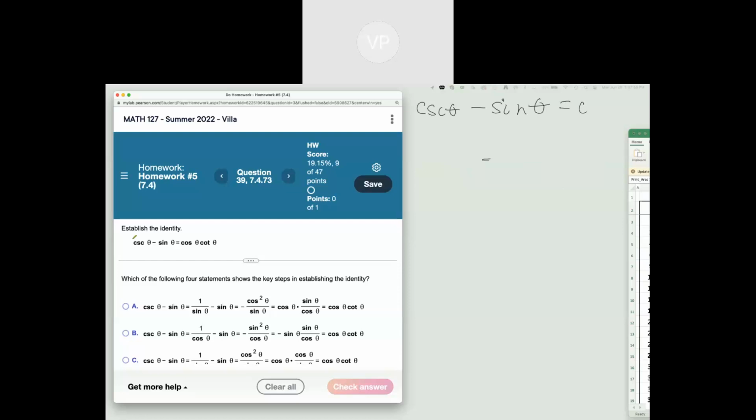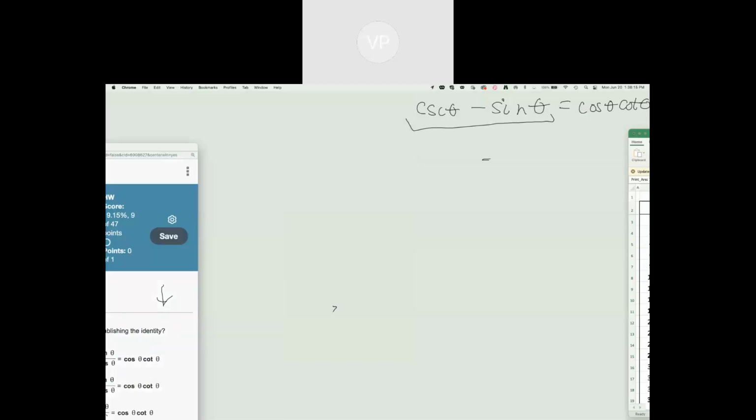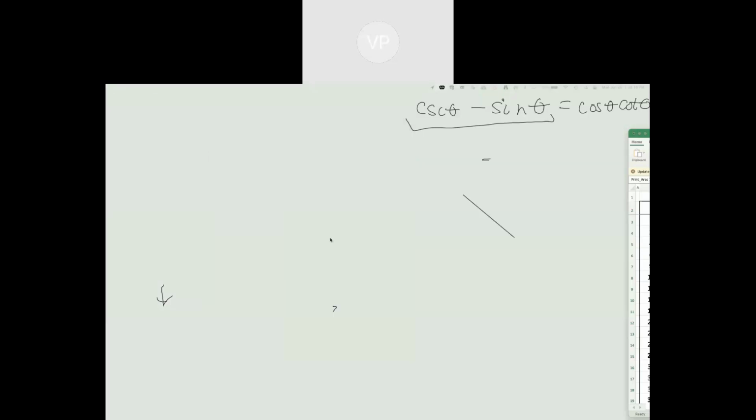Okay, so we eventually want this to equal cosine theta cotangent of theta. So we're going to work on the left side right here, based on what you see in these answers. So now, how am I going to establish the identity? I'll just kind of look at this. Like I said, let's get rid of this for a second. Let's just move that off screen. And I'm going to say, well, what can I do? I can do the sine cosine approach. Let's make that 1 over sine minus sine. Sorry for the mess on the screen here.